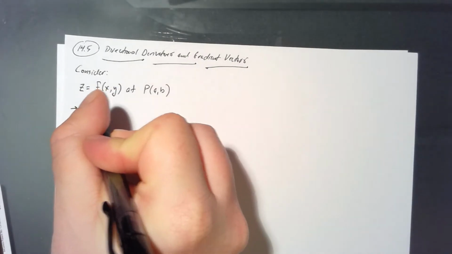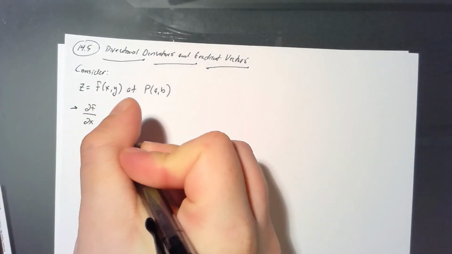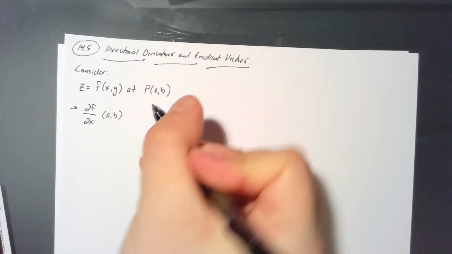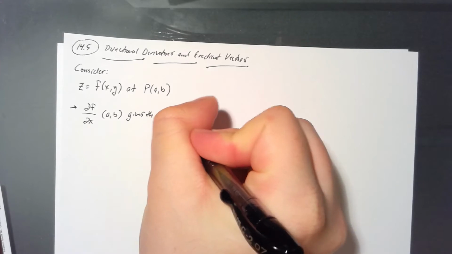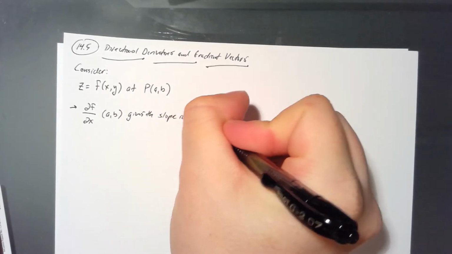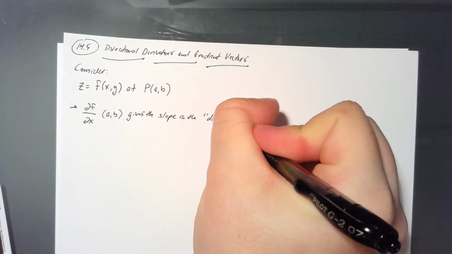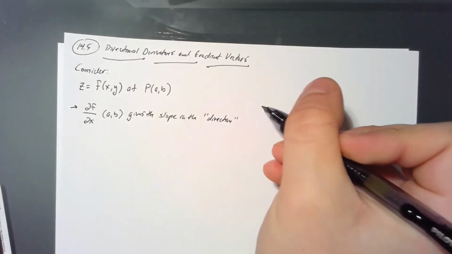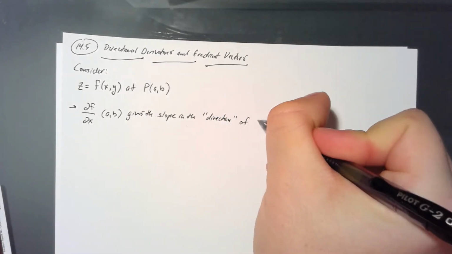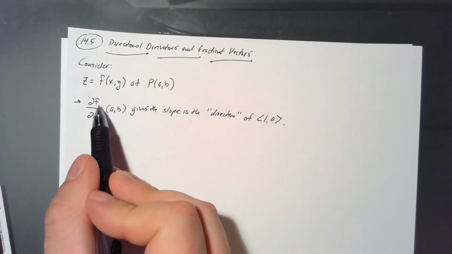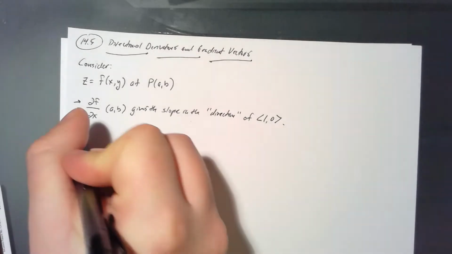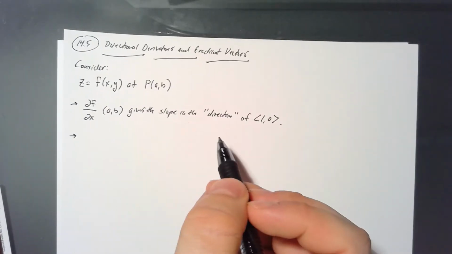Then the partial derivative of f with respect to x at that point gives the slope in the direction of the vector 1, 0. And the reason why is because we have the partial derivative of this function with respect to x. Just take my word for that right now.